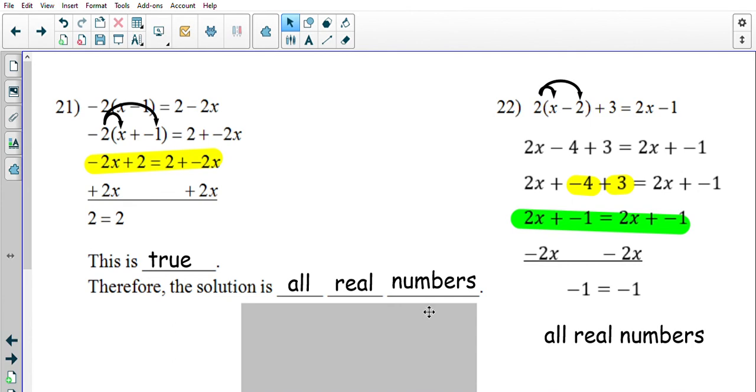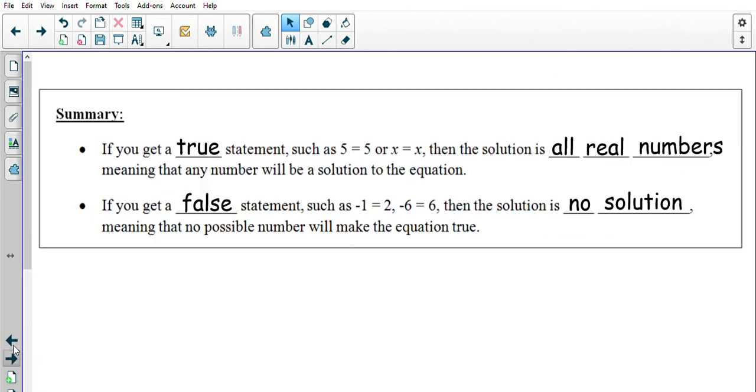So in summary, before we move on to some word problems, if you get a true statement, such as 5 equals 5, or x equals x, or 2x equals 2x, then the solution is all real numbers, meaning that any number will be a solution of the equation. If you get a false statement, such as -1 equals 2, or -6 equals 6, then the solution is no solution, meaning that no possible number will make the equation true.